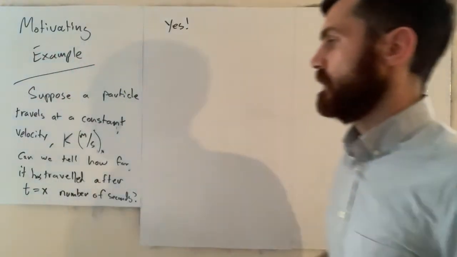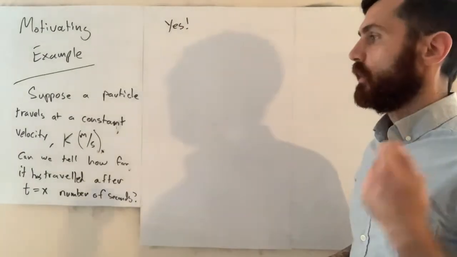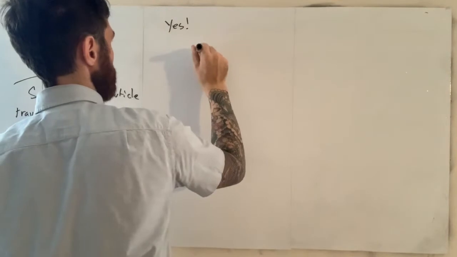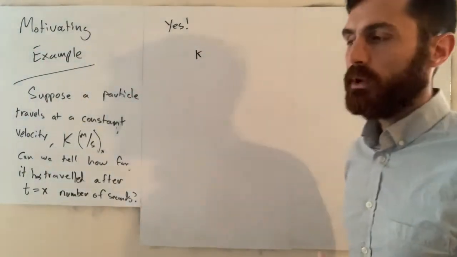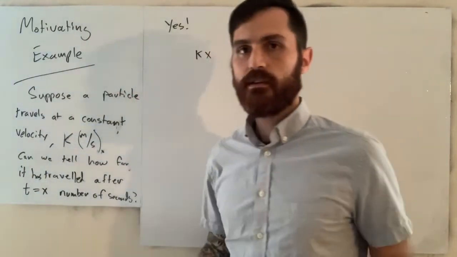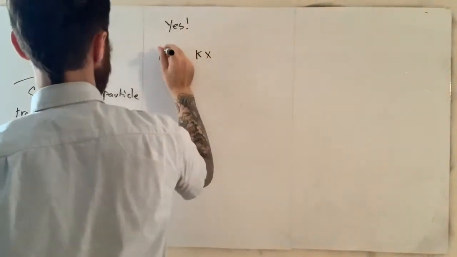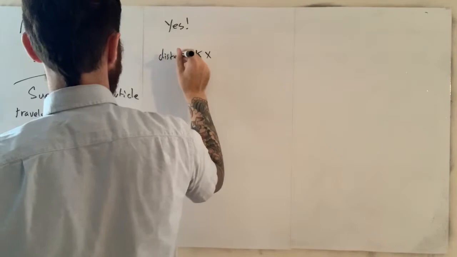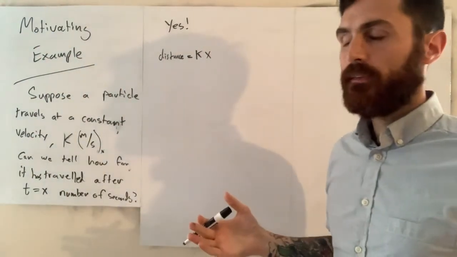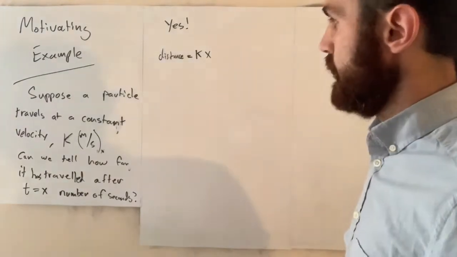We can, because if it's traveling at a constant velocity, and we know it's gone x amount of seconds, then this is going to be the distance that it's traveled, right? Well, that makes sense.